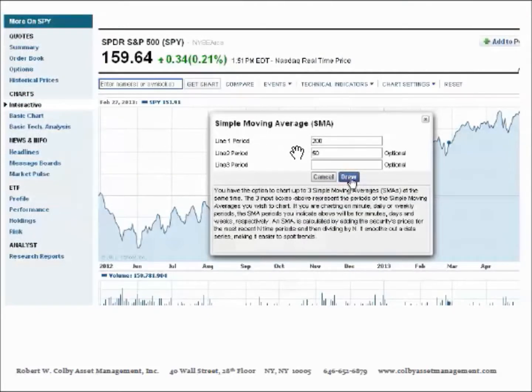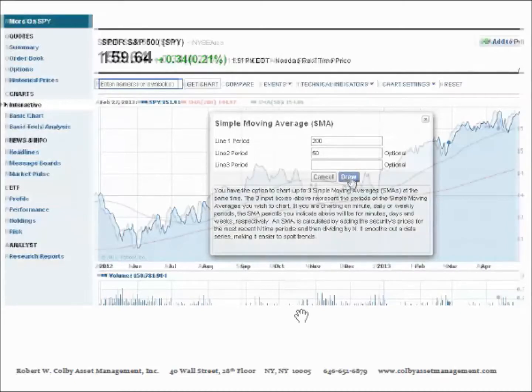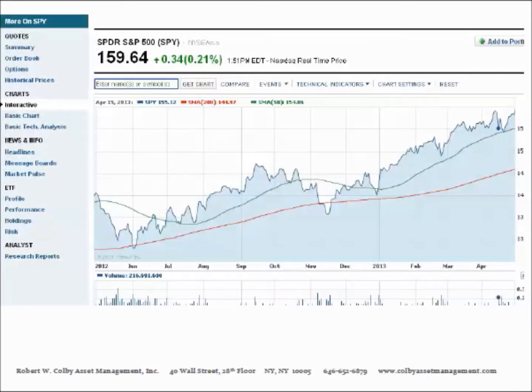In the line 1 period, let's put the number 200, and in the line 2 period, let's put the number 50. Let's do it in this order because the 200-day simple moving average is going to appear red if we do it this way, and the 50 is going to be green, and that's important as we discuss our rules later in the presentation. So click the word Draw. And magically, all those simple moving average calculations have been now plotted on our chart.